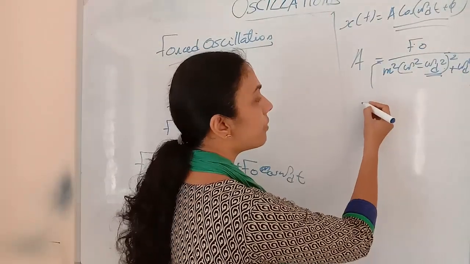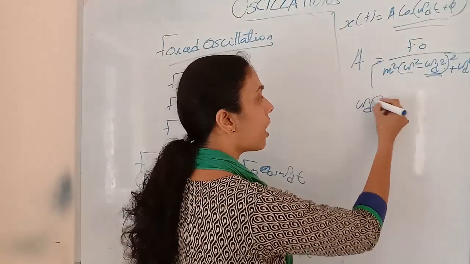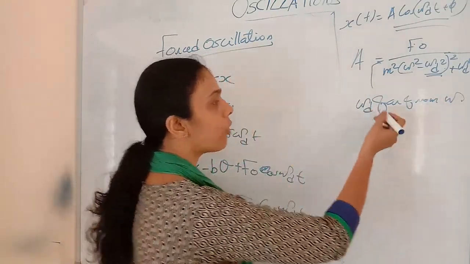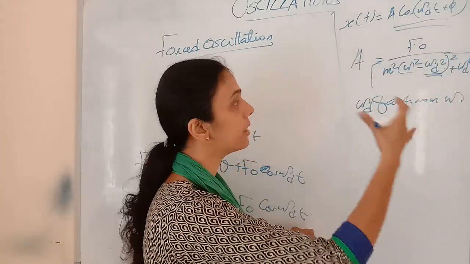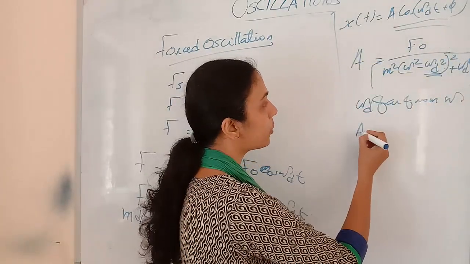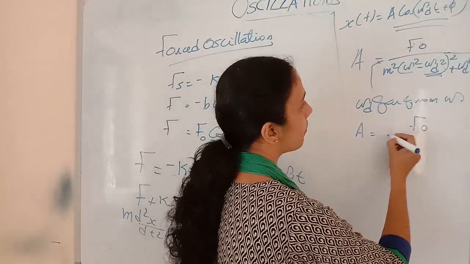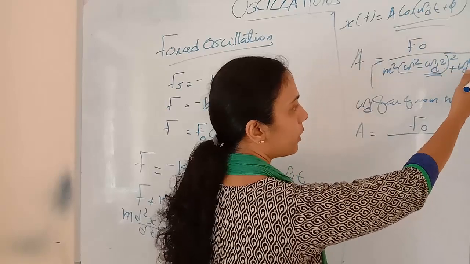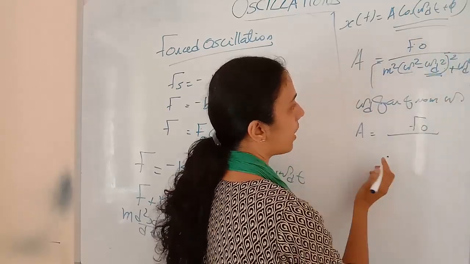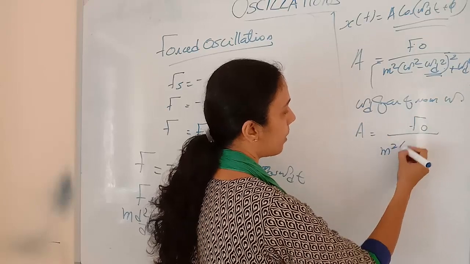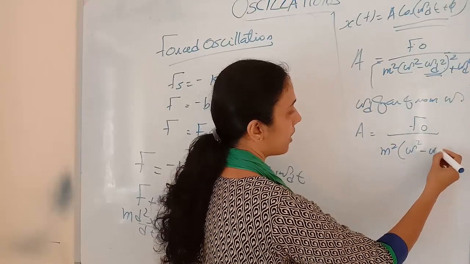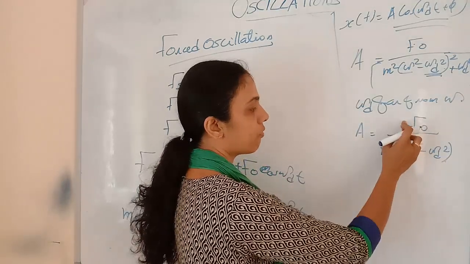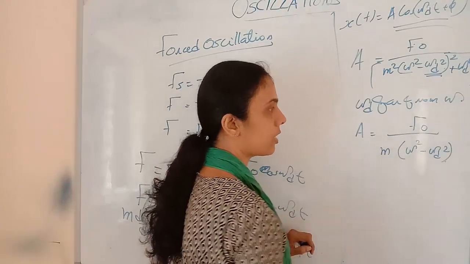So if the driving frequency is very far from the natural frequency, what will happen? If omega_d is very much higher than the natural frequency, what will happen to A? A equals F0 divided by this big term. While taking the square, the damping term reduces very much, so we can avoid it and we get A equals F0 divided by m times (omega² minus omega_d²).